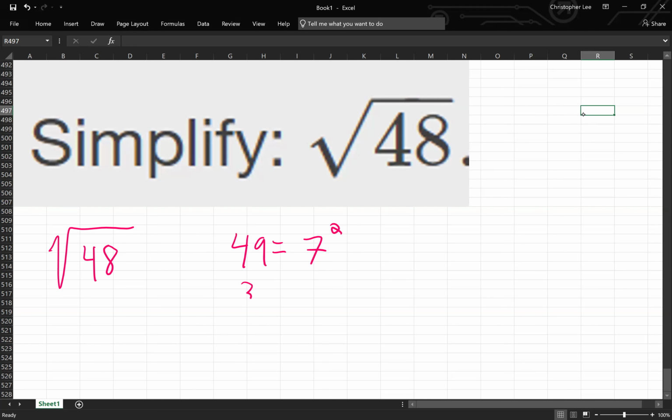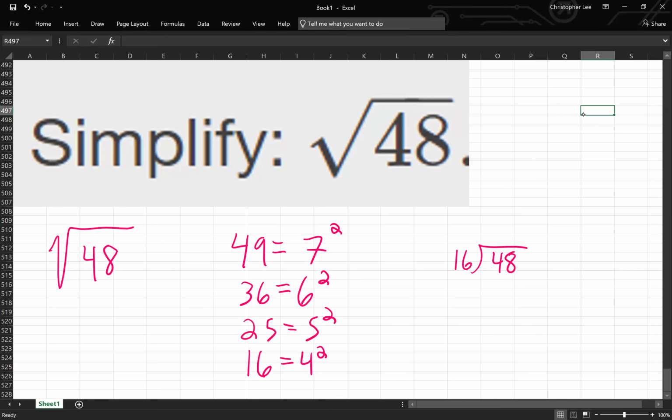Let's go to the next one right underneath, 36, which is 6 squared. Does 36 go into 48 evenly? No. How about 25, which we know is 5 squared? Does that go into 48 evenly? No. How about 16, which is 4 squared? Does that go into 48 evenly? Yes, it does. Because if I do 48 divided by 16, we know that that's 3, and 3 times 16 is 48, as you can see.